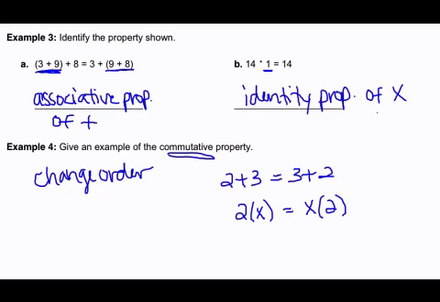Again, I want you to look at these properties, and I want you to think about whether they work for all operations. So we know they work for addition and multiplication. Do they also work for subtraction and division?